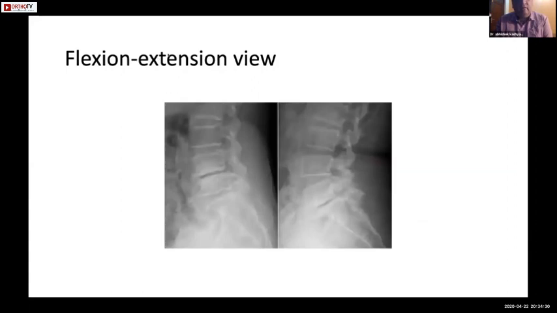We need to order sometimes flexion extension views. They basically give us information about the instability. So you get a flexion extension view. If you have a vacuum disc, which again signifies there is some potential instability at that level.